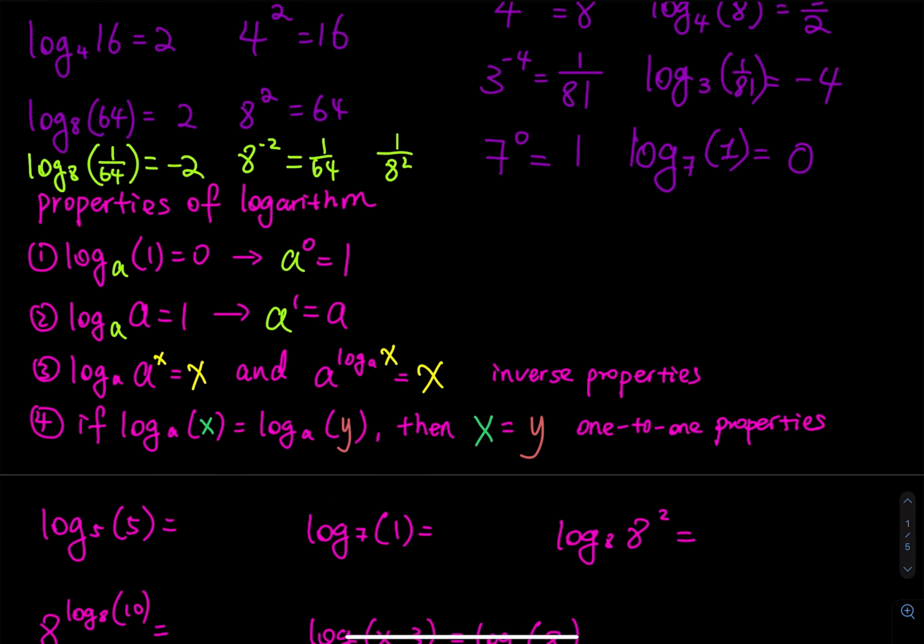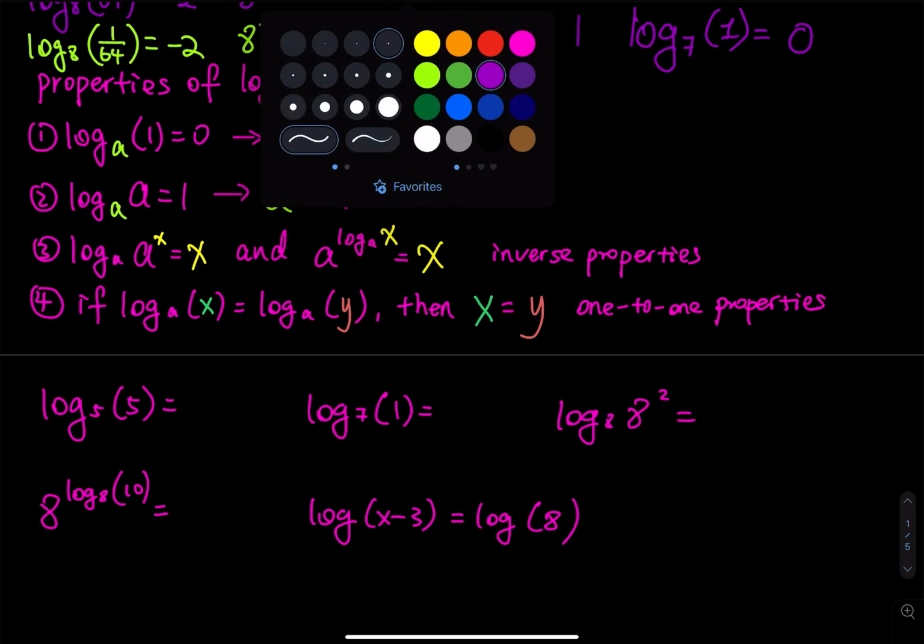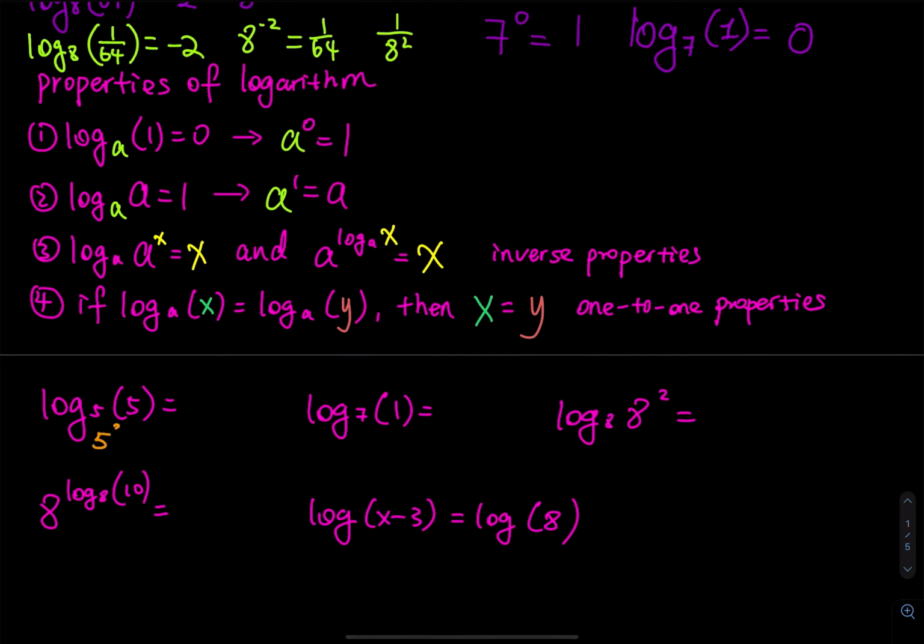So we are going to practice a few problems. The first problem, I have log base phi of phi. What is that equal to? This is what you should do in your mind. Phi raised to what power is equal to phi? The answer is 1, right? Phi raised to the first power is equal to phi. And then log base 7 of 1 is equal to what? So 7 raised to what power is equal to 1? The answer is 0.